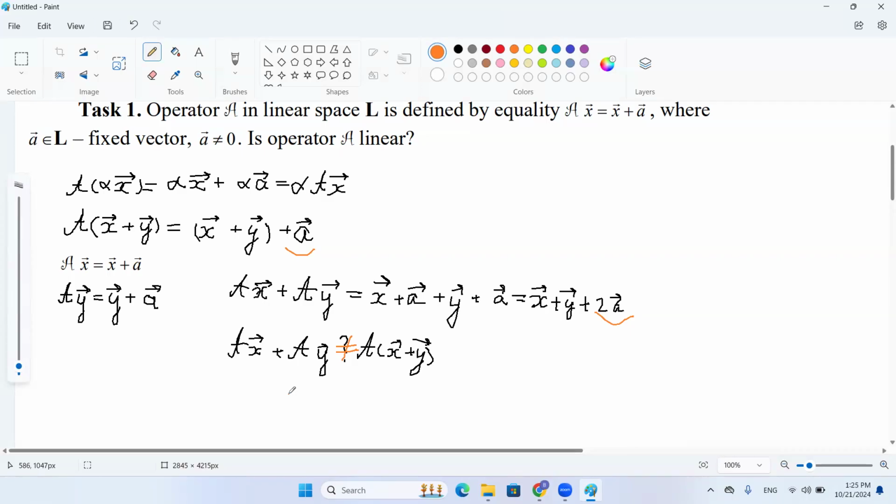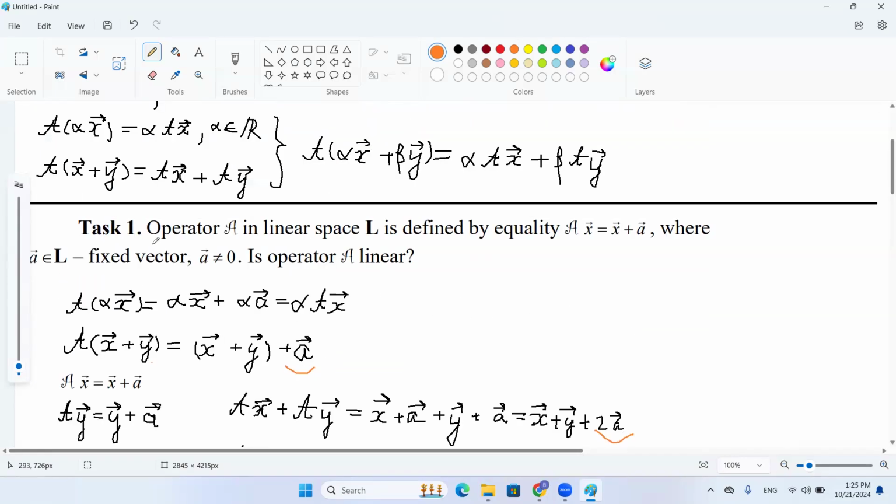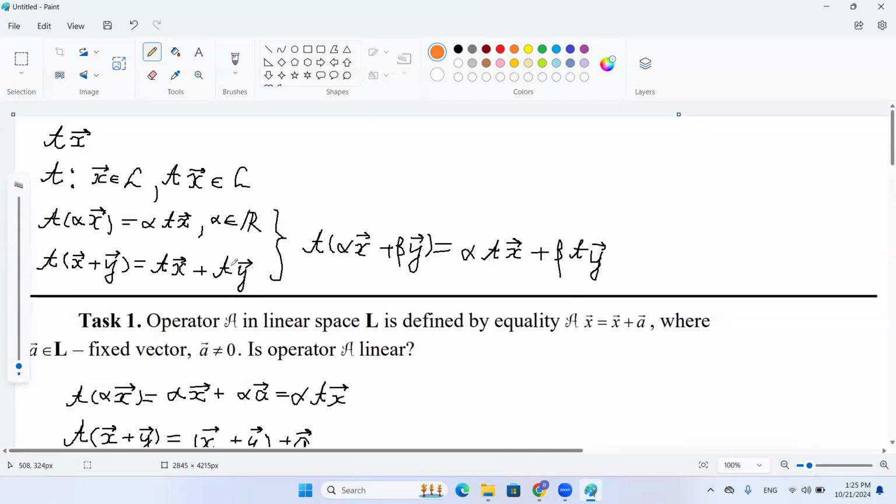Okay, Daniel? Sorry, can you please repeat why we start solving these two different equations? Not actually equations. So what is the property of a linear operator?